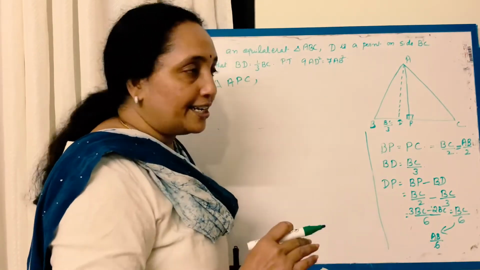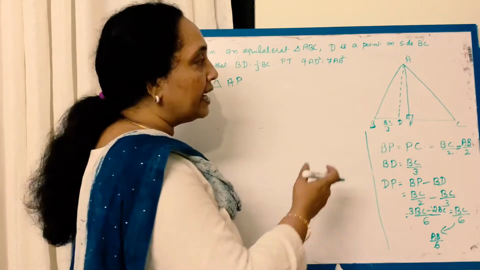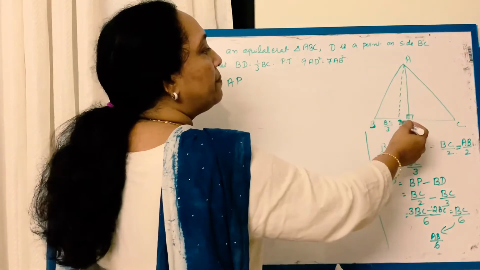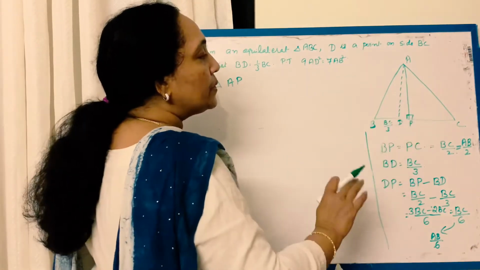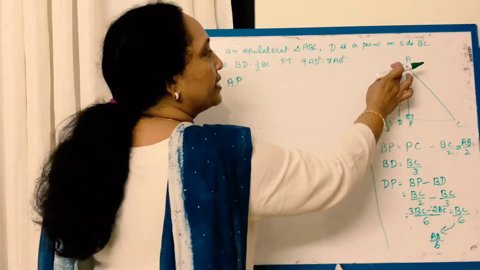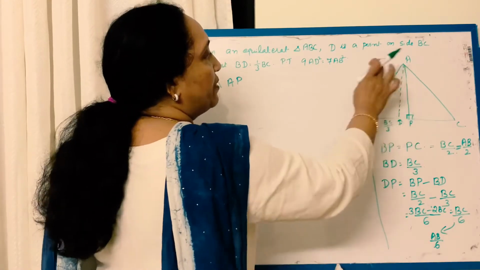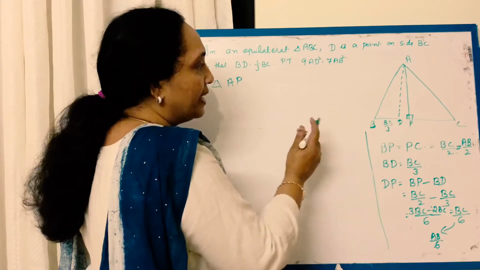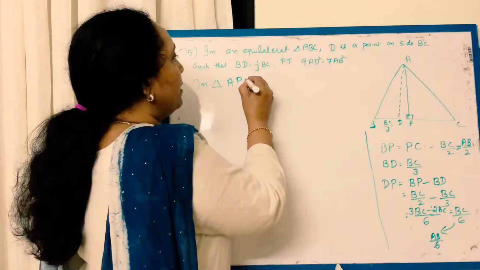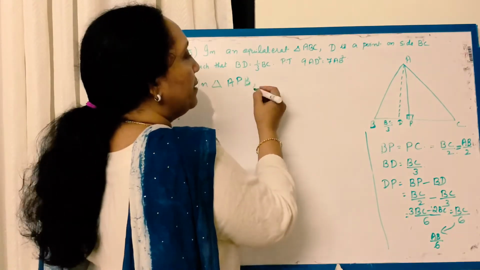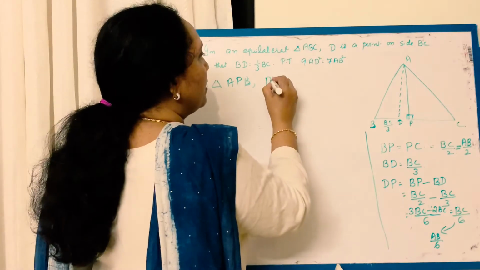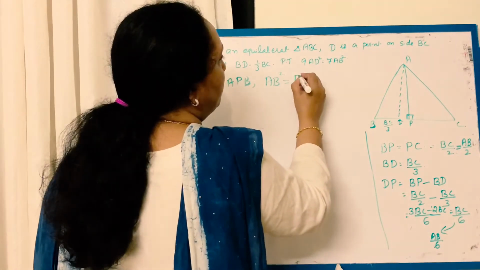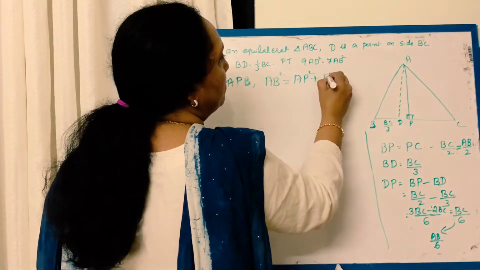Now that we have got everything, we are going to prove this. I have right triangles here: APC, APB and APD. I'm going to apply the Pythagoras theorem first in triangle APB, because here I need AB square. So in right triangle APB, AB square is equal to AP square plus BP square.